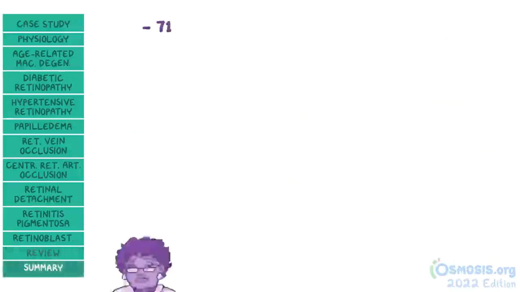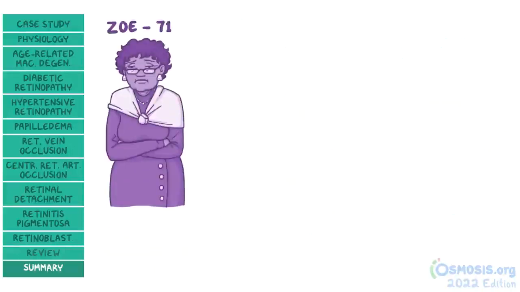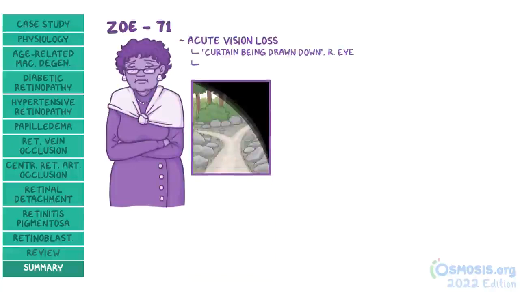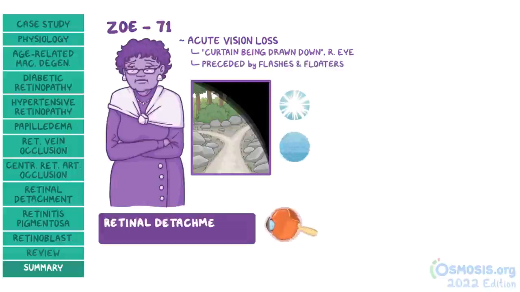Okay, back to our cases. 71-year-old Zoe came in complaining of an acute case of vision loss that's described as a curtain being drawn down in her right eye. This was preceded by flashes and floaters. This is classic for retinal detachment, which was then confirmed with fundoscopy and treated with surgery in an emergency setting.